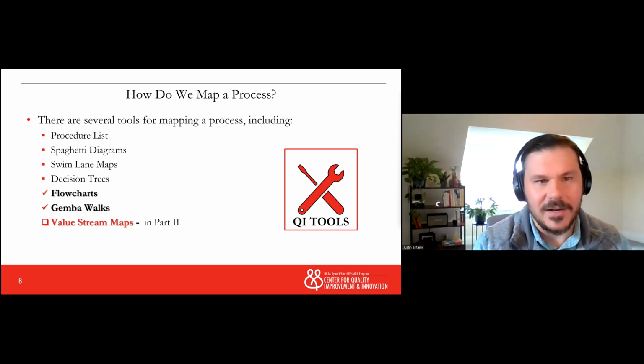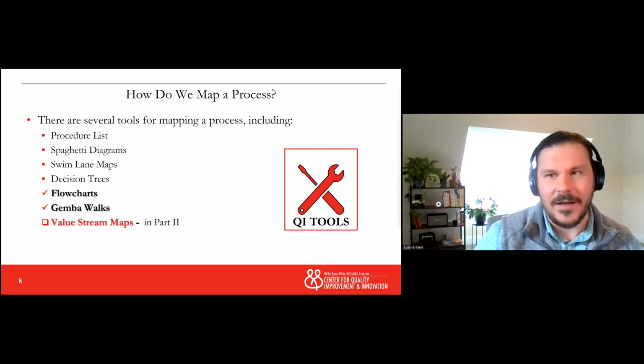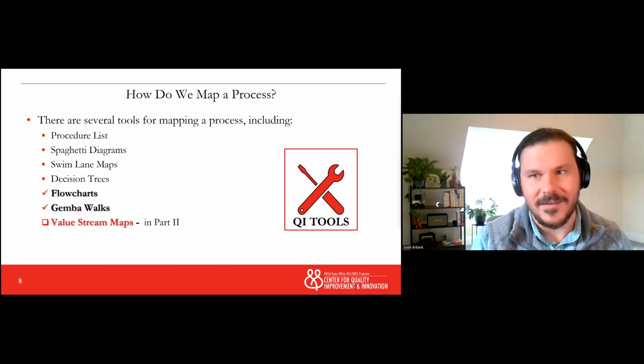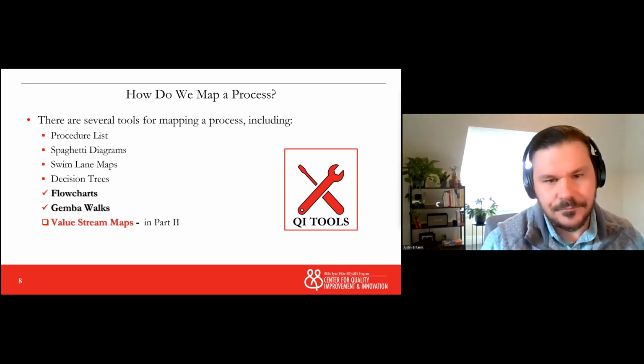And then in part 2, we're going to be covering value stream maps. So that's, again, another way to look at process, not just the steps that are happening, but how we perceive the value. We'll build on top of what we cover today to get to that. That's really a little bit more advanced.